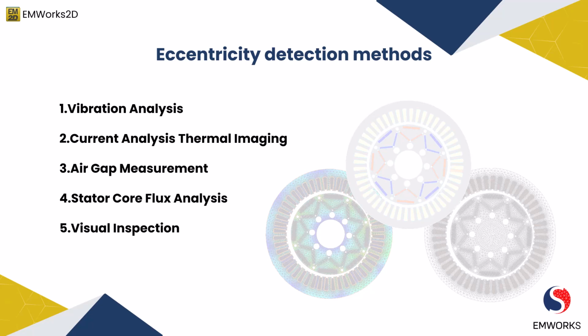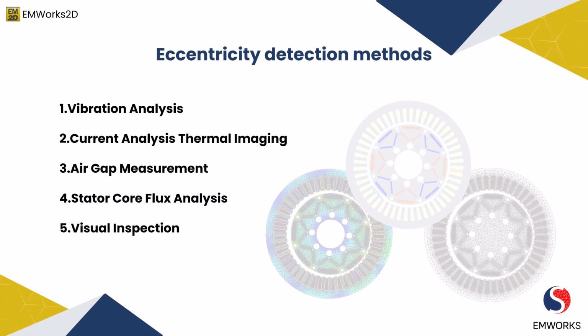Another method could be stator core flux analysis. Stator core flux analysis involves analyzing the magnetic flux in the stator core of the motor. Eccentricity can cause changes in the flux pattern, and specialized instruments such as flux probes can be used to measure and analyze the flux density. Deviations from the expected flux distribution can also indicate eccentricity.